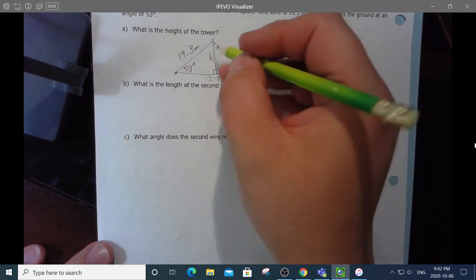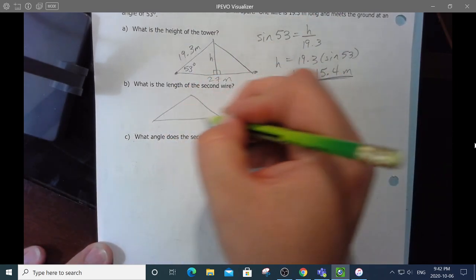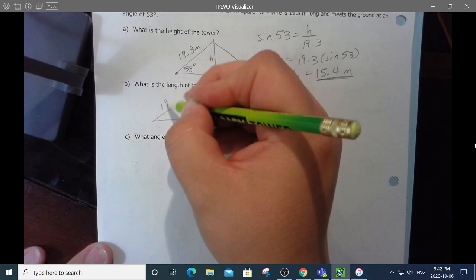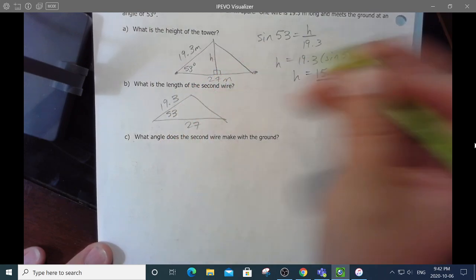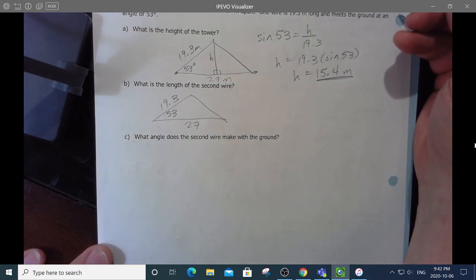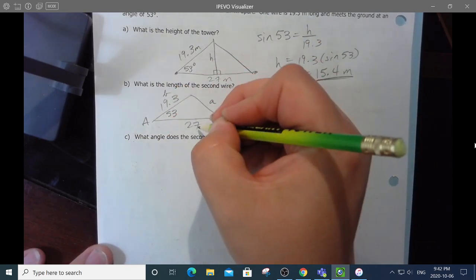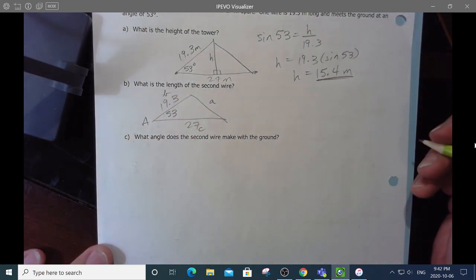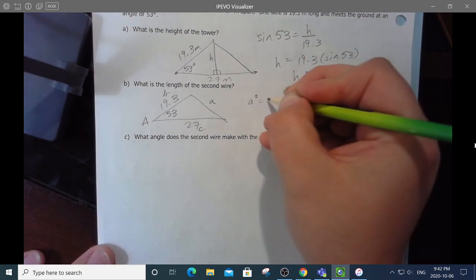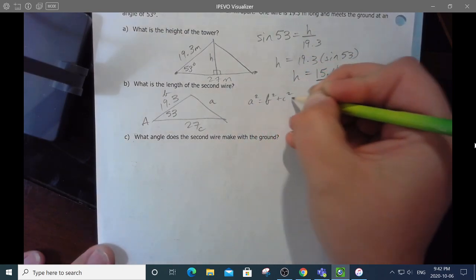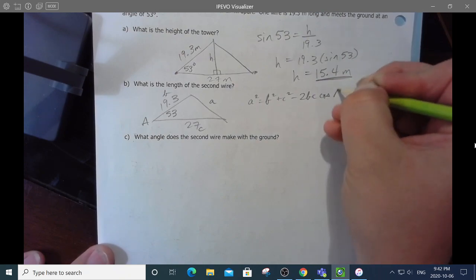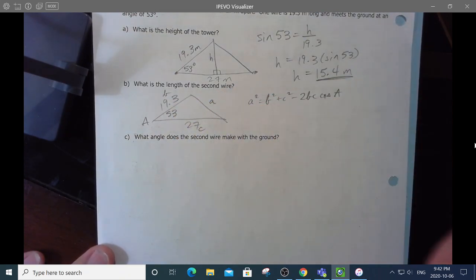Now I'm going to kind of ignore that height because that height's kind of just in my way. It's bugging me. 27, 19.3, 53. What do you think? Is it sine law? Is it cosine law? It's cosine law. I'm going to call that angle A, which makes that side A, which makes this side B, which makes this side C. Actually, it wouldn't matter which one's B or C. All I need to know is A squared equals B squared plus C squared minus 2BC cosine of angle A. Side angle side means I have to use cosine law.